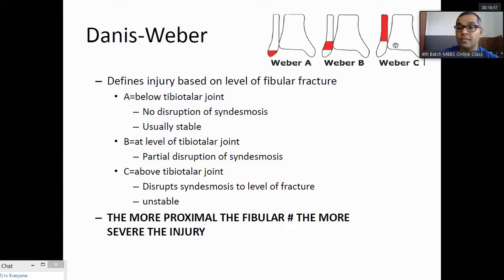And where the fracture is high up above the joint, with a rotational force, this suggests there is a disruption of the syndesmotic ligament. So we need to fix this particular type C fracture. Okay.